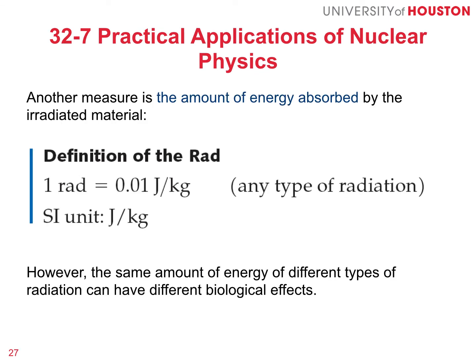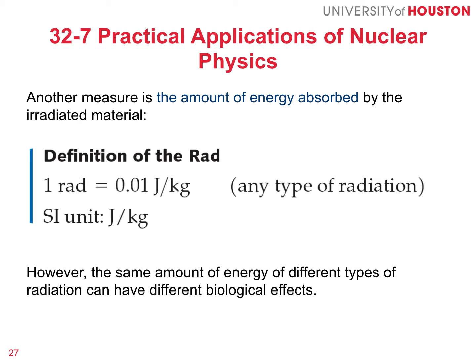Another measure is the amount of energy absorbed by something that has been subjected to radiation. We refer to this as being irradiated, and the unit is the rad, and 1 rad corresponds to 0.1 joules of radiation energy absorbed per kilogram of the irradiated material.